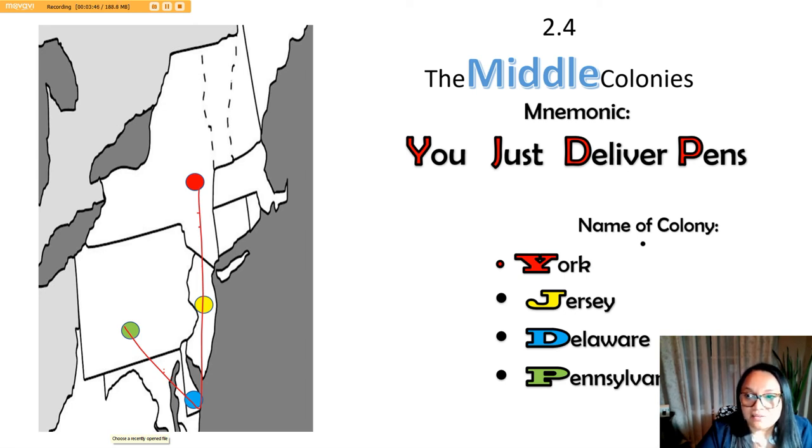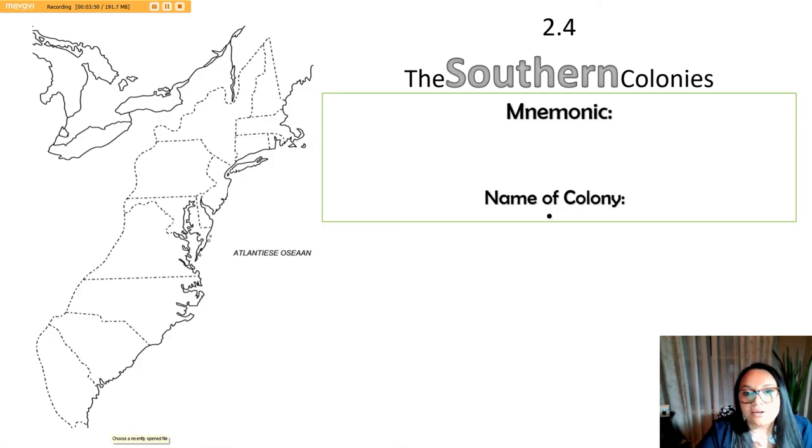Let's go to the last set of, this is the southern colonies. For the mnemonic, do you remember the mnemonic for this one? Remember, they're all girl names. And it is going to be "my very nerdy sister, Giggled."